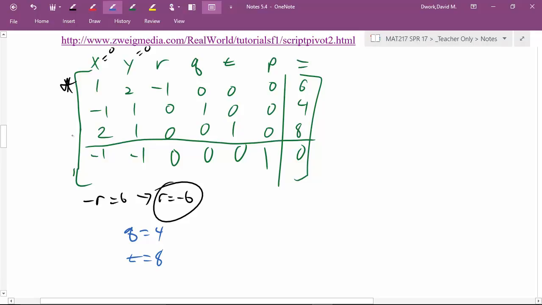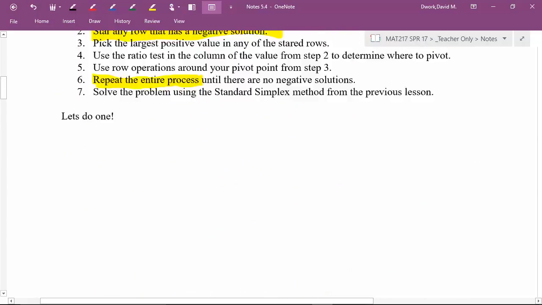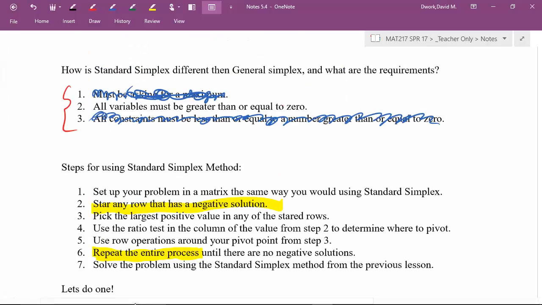And then the bottom row we always keep. That's our objective equation. So there we go. The first row gets a star. And that is step 2. Star any row that has a negative solution. Done. All right, step 3. Step 3 says pick the largest positive value in any of the starred rows.